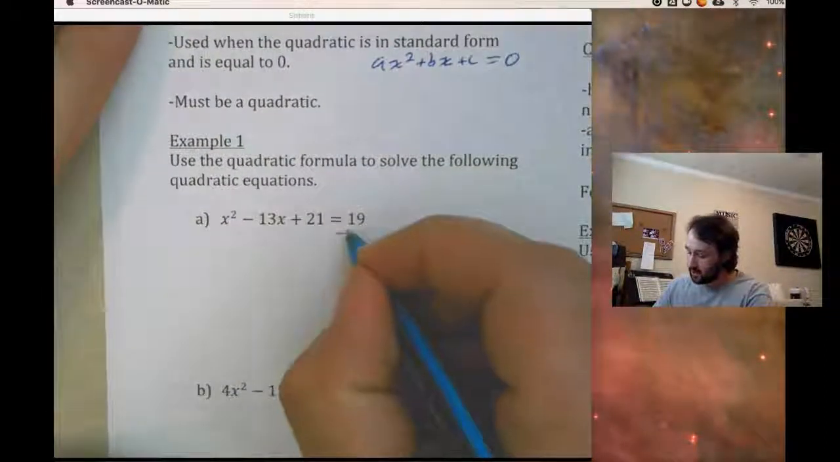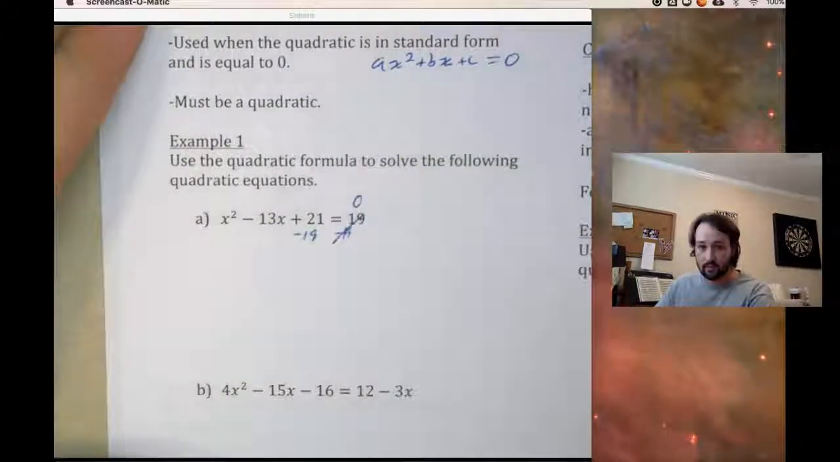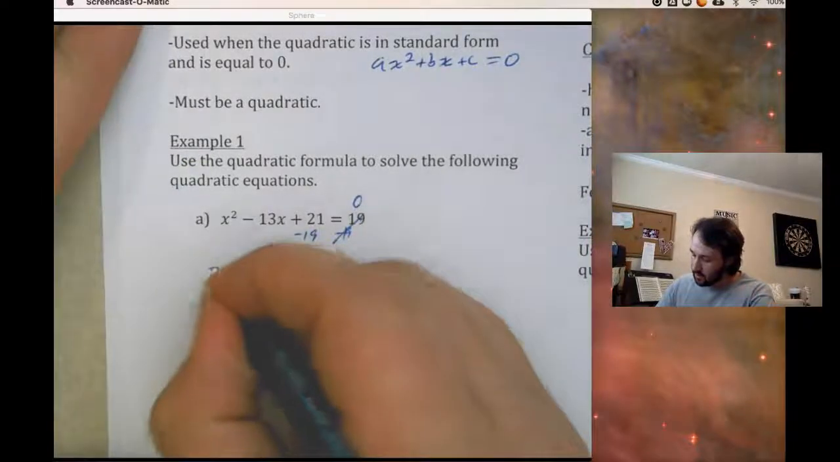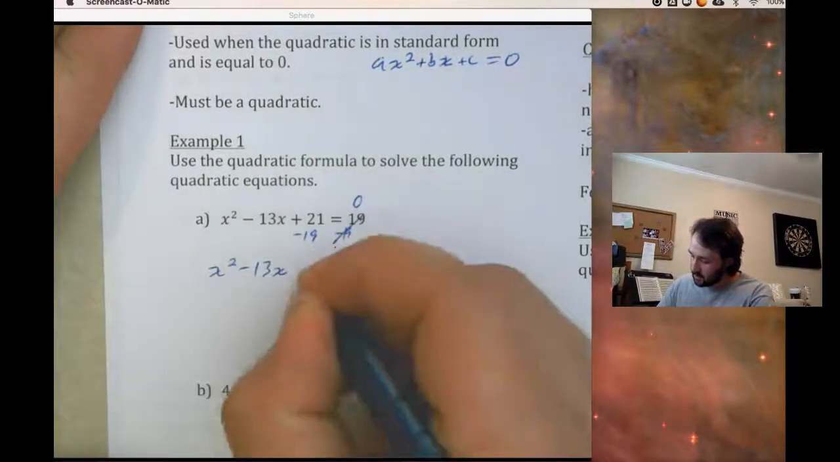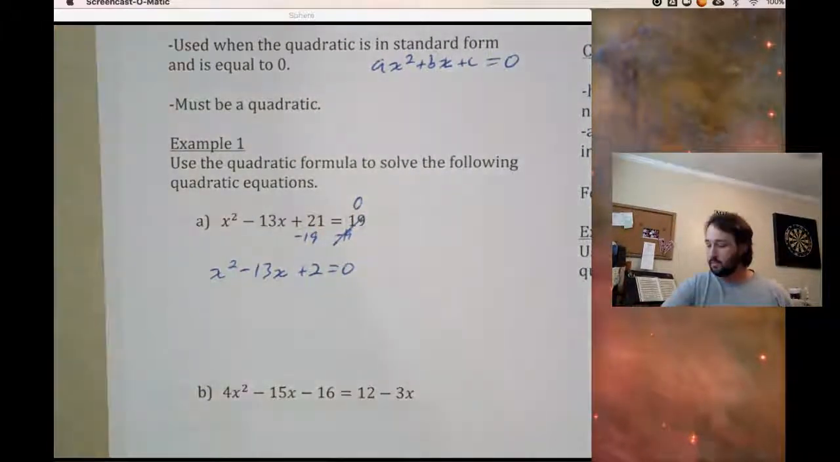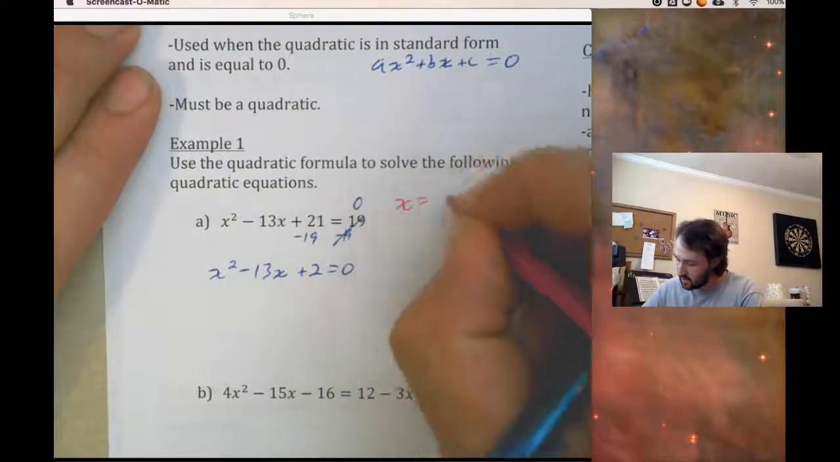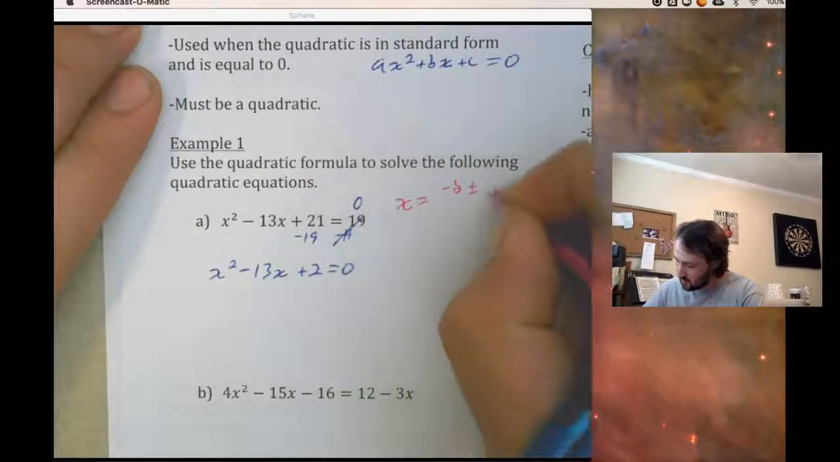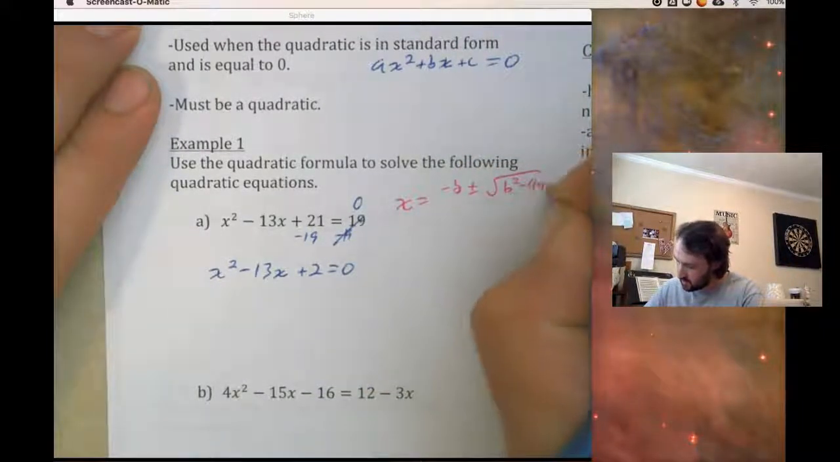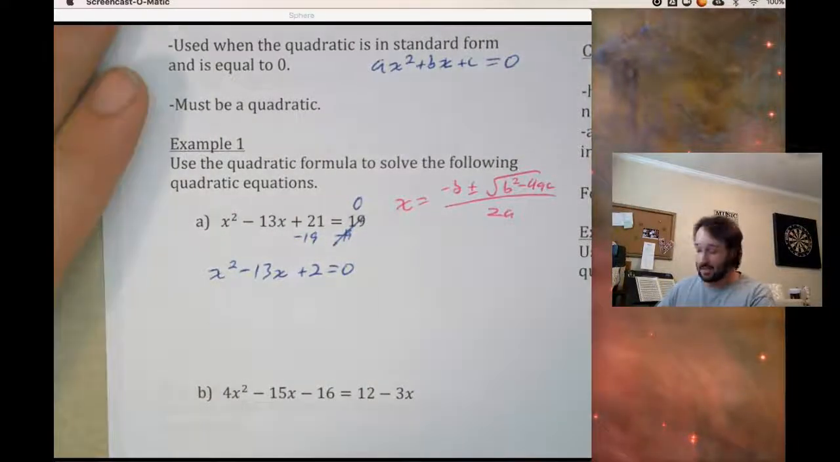So with this one, we need to move over that 19. So subtract 19 from both sides such that it's equal to 0. So x squared minus 13x plus 2 equals 0. And then you can use your quadratic formula from there. So I have x equals negative b. Here I'll write it over to the side, negative b plus or minus square root b squared minus 4ac all divided by 2a. All right, so I'm just going to be plugging numbers into that.